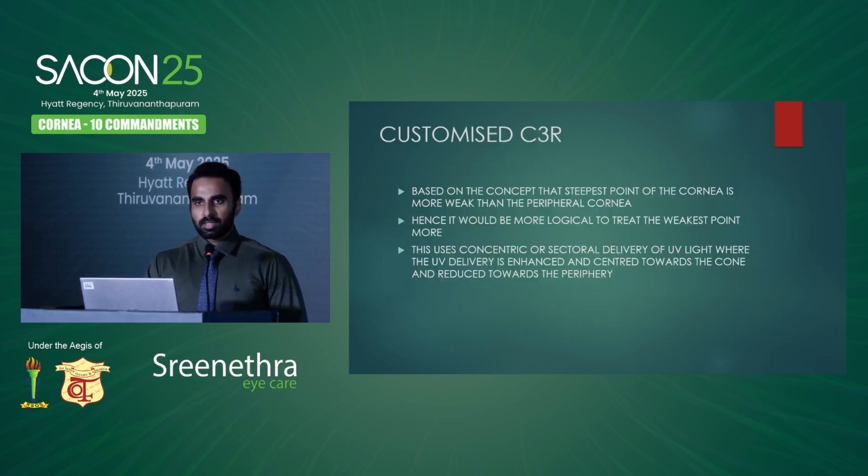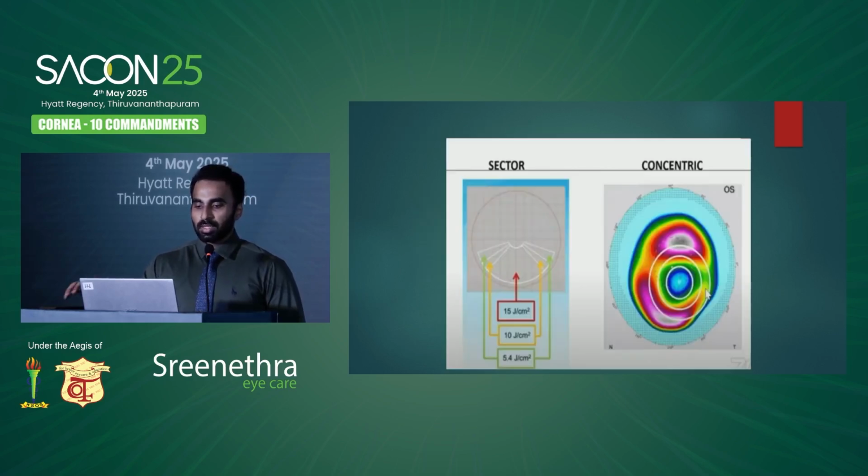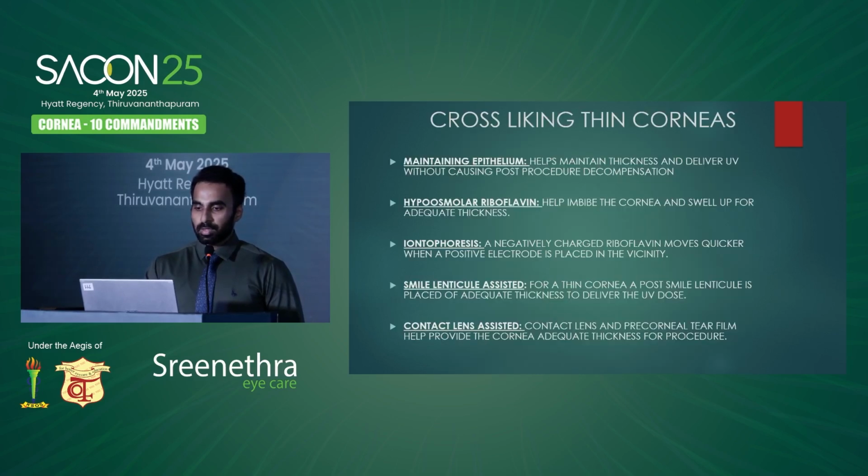So customized C3R is based on a concept that the steepest point of the cornea is weaker than the peripheral cornea. So you can use concentric or sectoral delivery of UV light, where the UV delivery is enhanced to the area of the cone, and the area surrounding the cone gets a little less UV light because it doesn't need so much. You can map this out in your topography and do selective epithelial debridement in these areas alone, and expose those areas of the cornea to the amount of energy that you require.